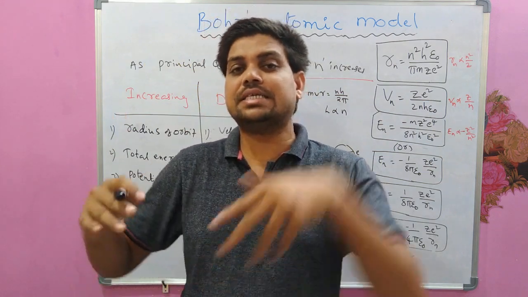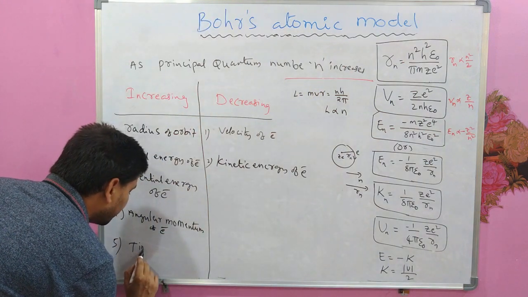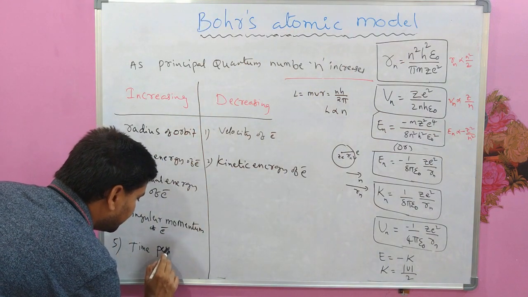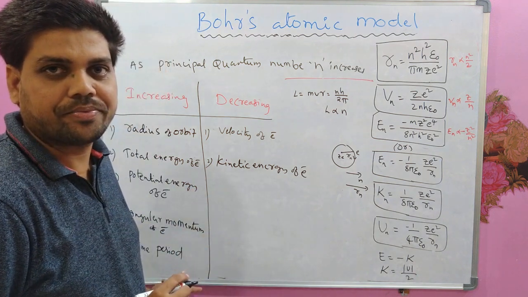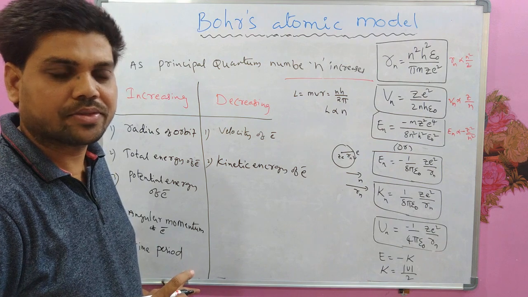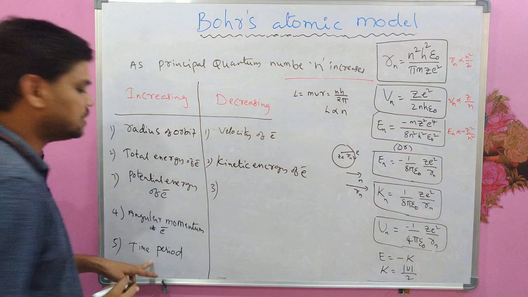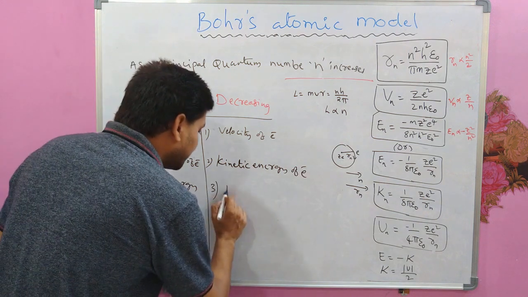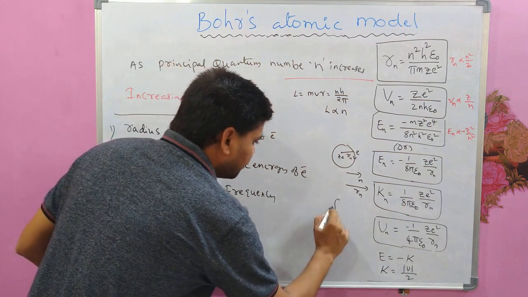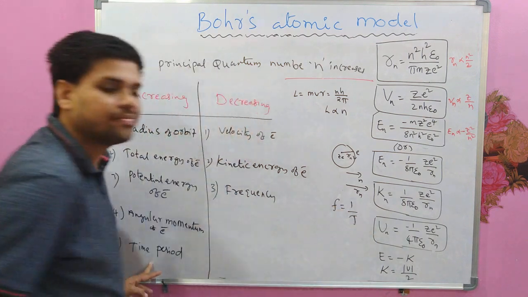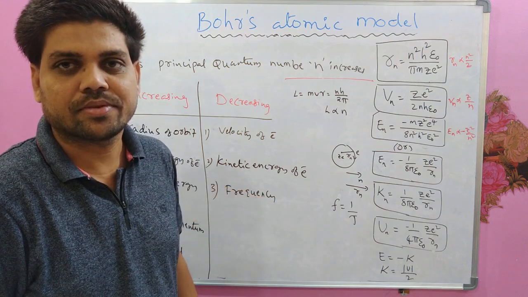And if n increases, radius increases, then the time period should also increase. It takes more time to complete one revolution around the nucleus. And if the time period increases with n, then obviously frequency should decrease, because f is equal to 1 by T. They are inversely proportional.